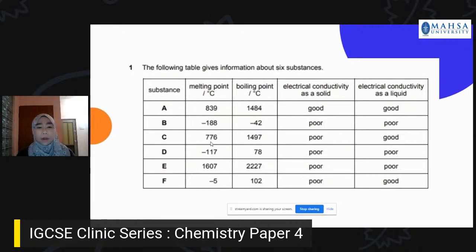Melting point and boiling point are very crucial from chapter 1, if I'm not mistaken, which is the matter chapter. In this matter chapter, you should know the changes from solid to liquid, and liquid to gas. So you're talking about the melting point and boiling point. Electrical conductivity refers to whether a compound, solid, liquid, or gas, conducts electricity. They want to know whether electrical conductivity is present for the solid or liquid. So basically, we will look more at the physical properties. Okay, so we go to the first question.